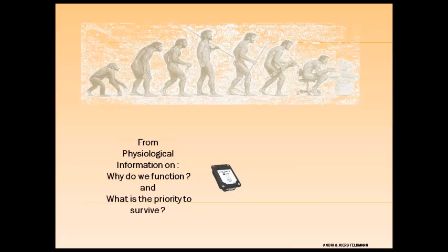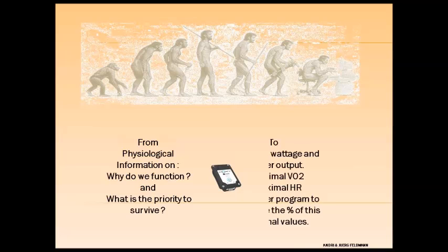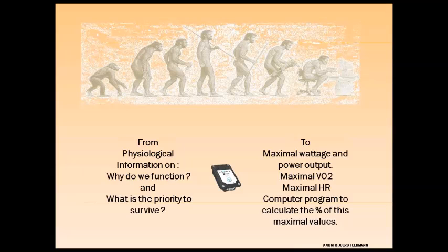So basically what we did in the early days, we were looking at physiologically why do we function, and what is the priority really when we function, to actually survive, that high performance sport, or for example that ability to work like Henri just put down there. And the question is, can that be found in what we mainly do with assessments? Can that be found in maximal wattage or power output, maximal VO2, maximal heart rate?